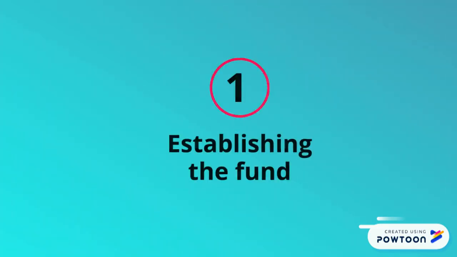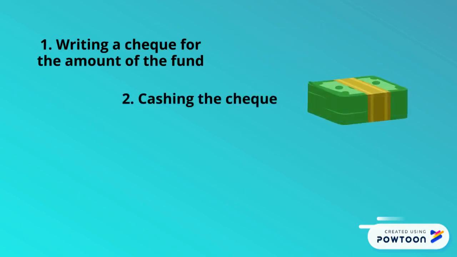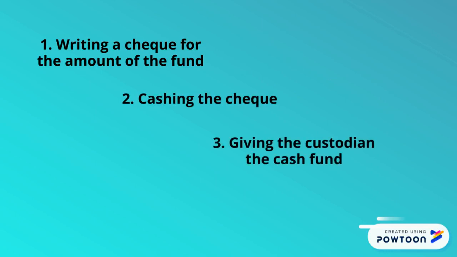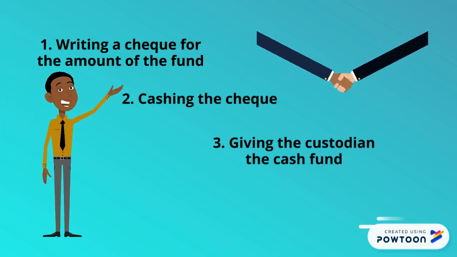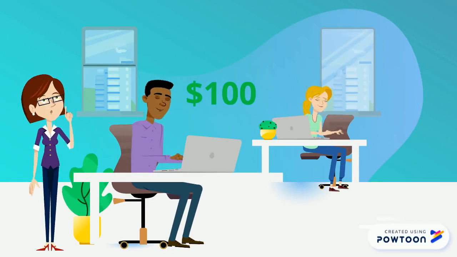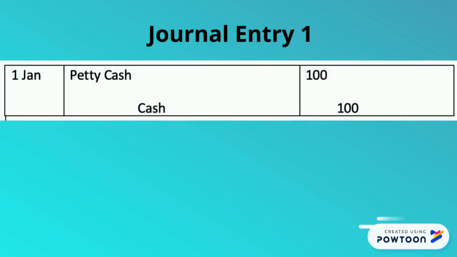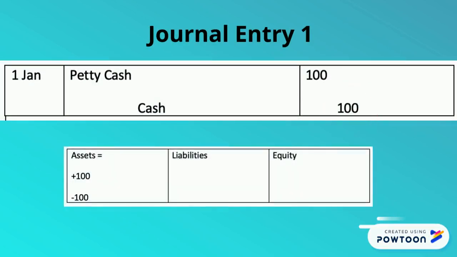Activity number 1. Establishing the fund. This is done by writing a cheque for the amount of the fund, cashing the cheque, and placing the cash under the care of an employee designated as the custodian. Let's say that your office wants to establish a $100 fund. A journal entry will be made where the petty cash account is debited for $100 and the cash account is credited for $100. As you can see, the assets do not change.